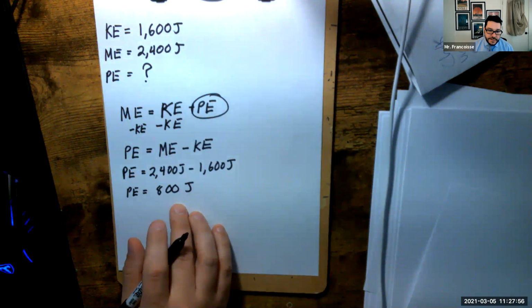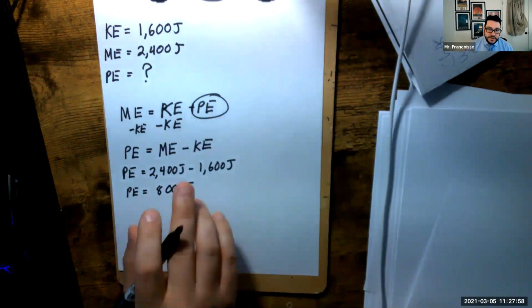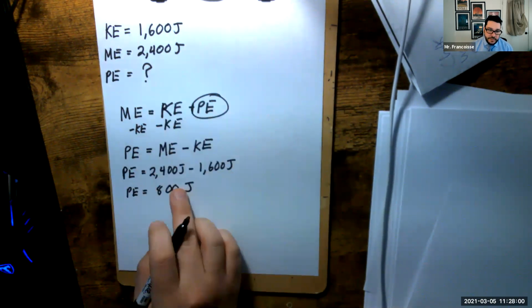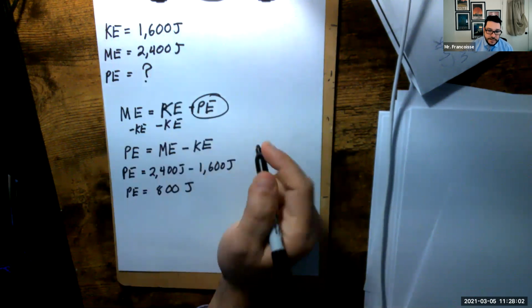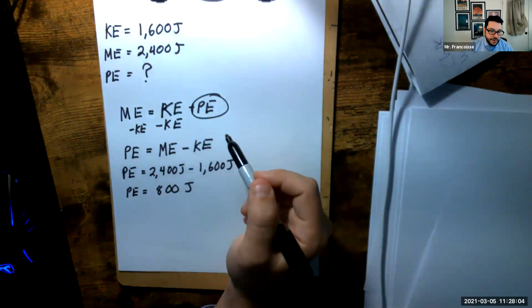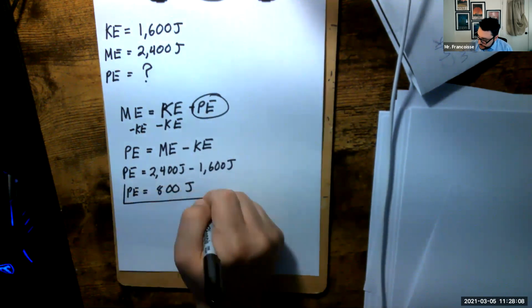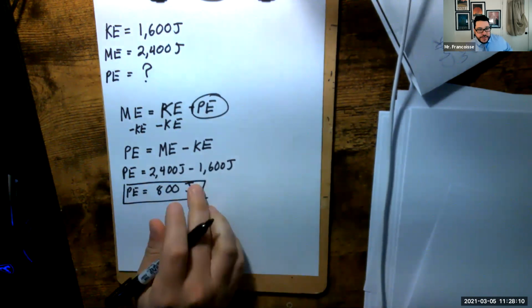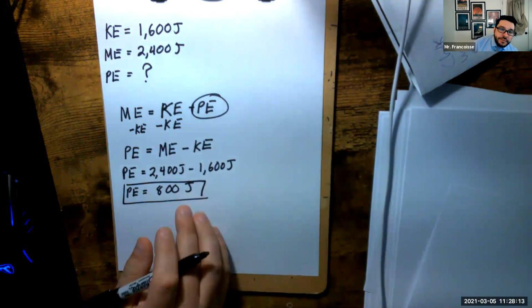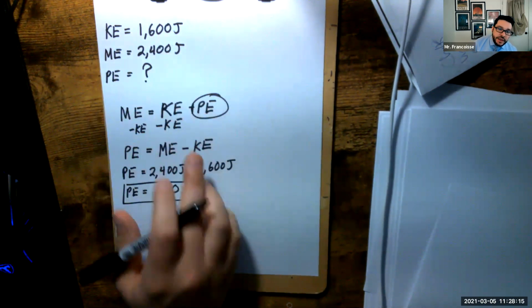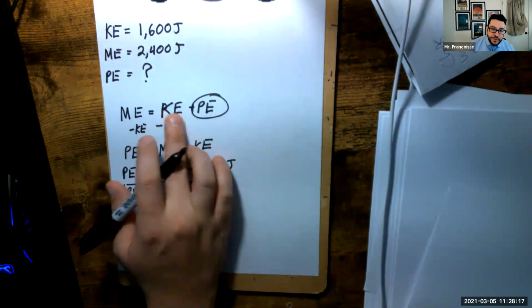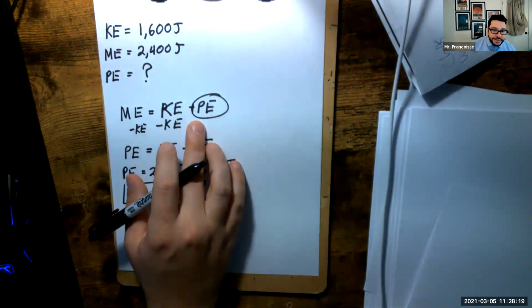Another way of looking at this, 1600 plus 800 would give us 2400, right? If we added the two together, we could plug it in to make it work. So it's pretty simple. If you know any two of the three, mechanical energy, kinetic energy, or potential energy, you can find the third really easily.